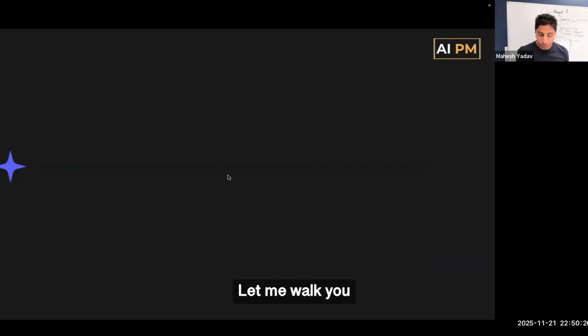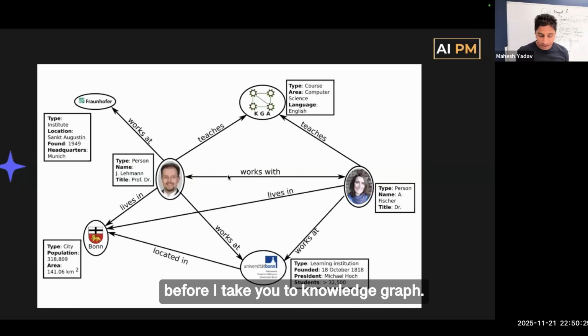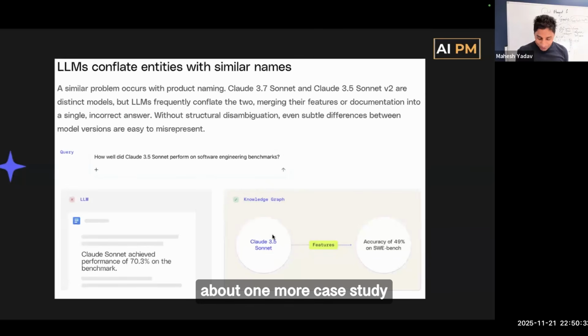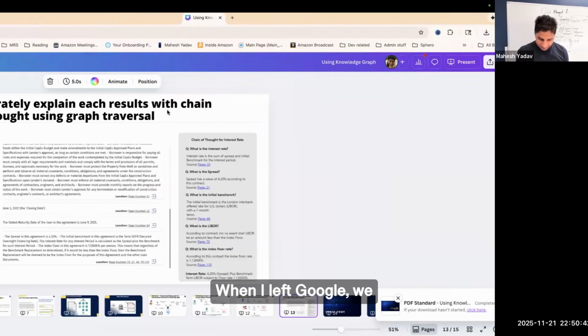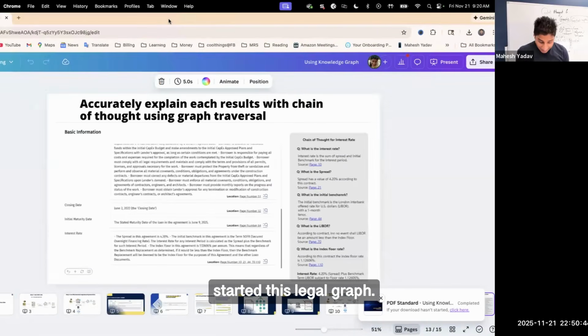Let me walk you through one more case study before I take you to knowledge graphs. Let me talk to you about one more case study that I actually faced when I was building my first company outside Google. When I left Google, we started this legal graph.